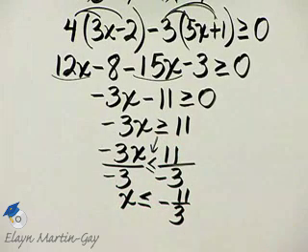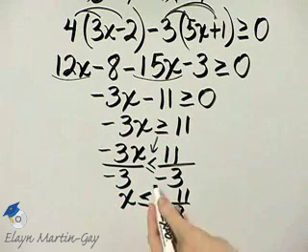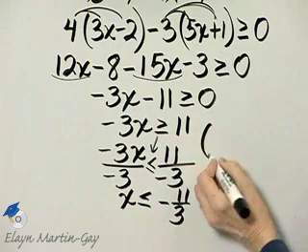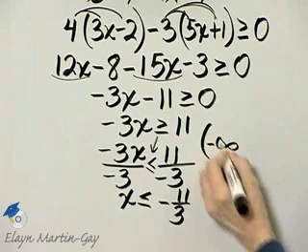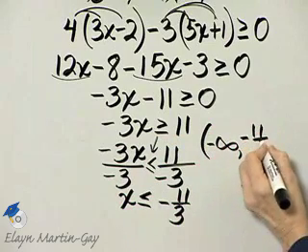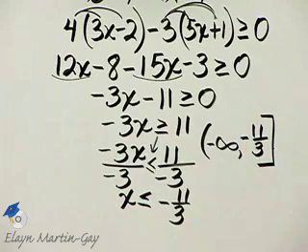11/3. Now we want to write our result in interval notation, so I'll write it here over to the side. Think of all numbers less than or equal to negative 11/3. That is from negative infinity then to negative 11/3, and then bracket because of that sign.